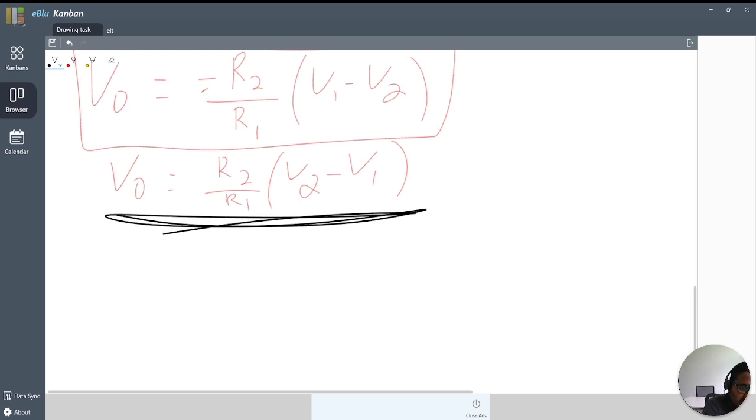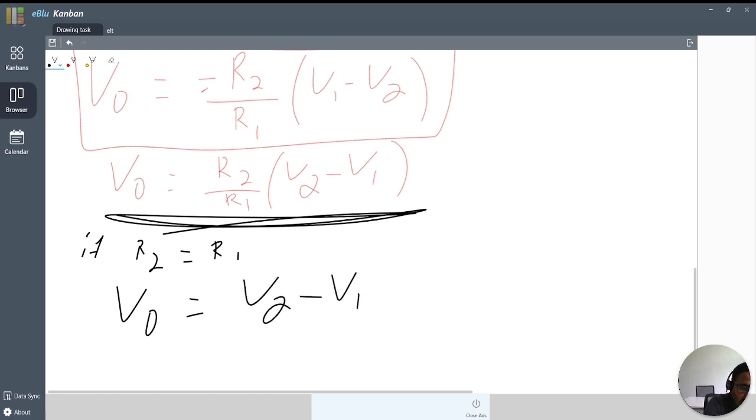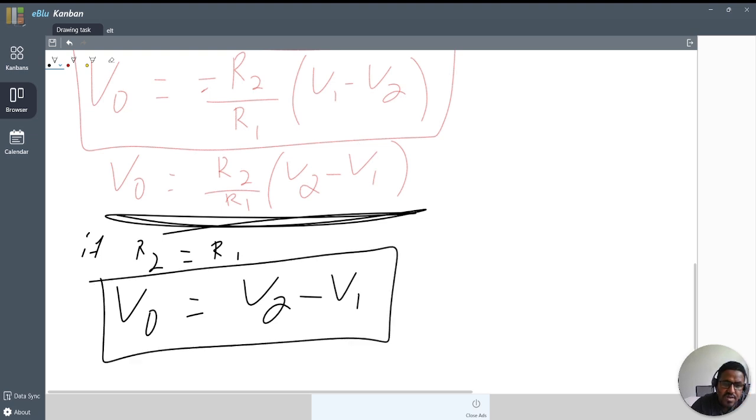Let's assume, or if R2 is equal to R1, our result is V out, where R2 over R1 is equal to unity. So V out becomes V2 minus V1 if R2 and R1 are equal. So this circuit is analyzed by this one. So that is subtract, what we call a subtractor.